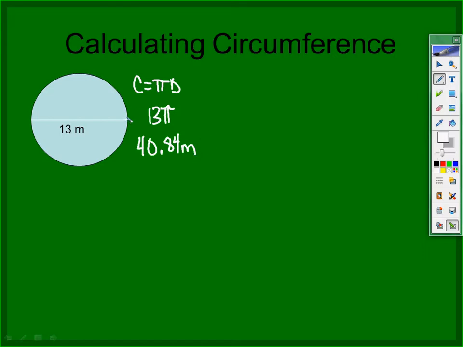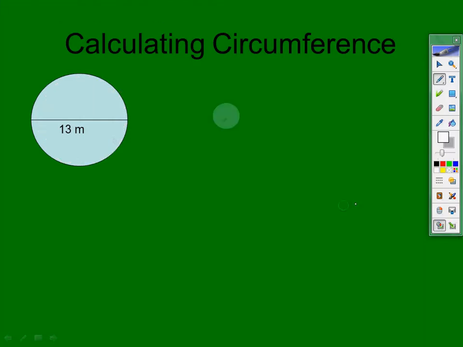I'm talking about if I started walking here and walked all the way around the outside of the circle, how far would I walk by the time I got back here? That distance would be 40.84 meters, equivalent to 13 pi.